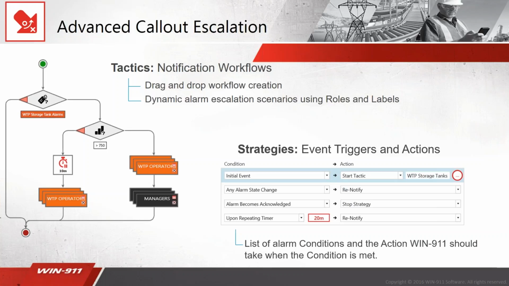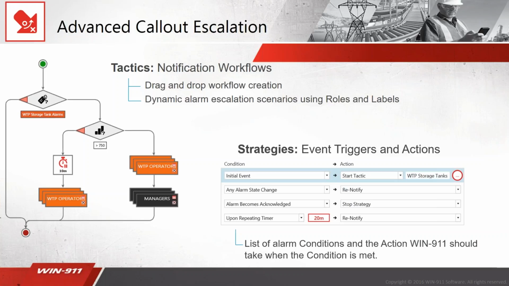And so it'll run through there, and it will send out the notifications to who it needs to send them to. Then the next condition says any alarm state changed. Let's go ahead and re-notify. So anyone that had been previously notified about the alarm will get another notification saying the alarm state had changed. When the alarm becomes acknowledged, you can go ahead and stop the strategy. So you stop notifying for this particular alarm.